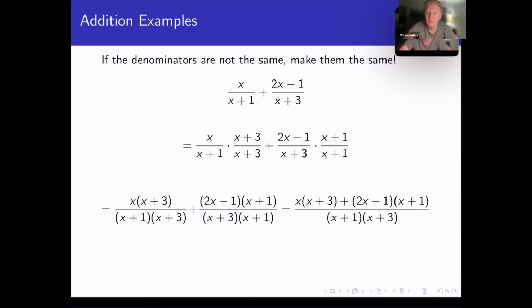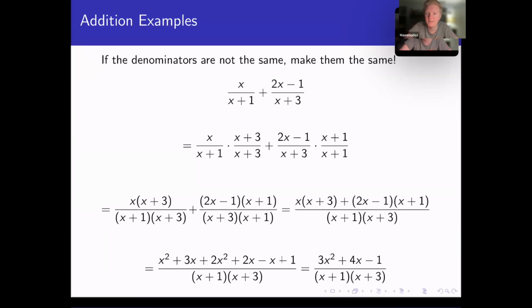Okay, same denominator, we can add across. X times x plus 3 plus 2x minus 1 times x plus 1. From here, all we're going to do is expand, distribute x to each term, FOIL out these two, and from here, combine like terms. So we've been combining like terms since P3. Not going to spend too much time going over that here, but now you get the idea.